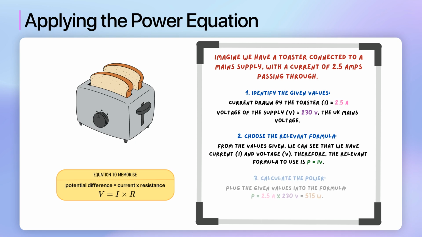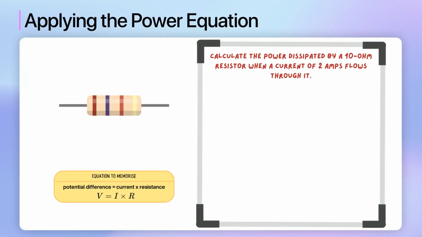Lastly, we need to calculate the power. Plug the given values into the formula to get P equals 2.5 amps times 230 volts equals 575 watts. Hence, the toaster has a power of 575 watts. Let's tackle some more problems to further consolidate our knowledge.